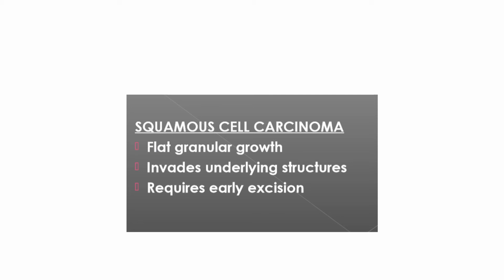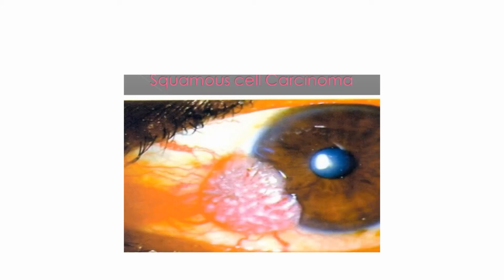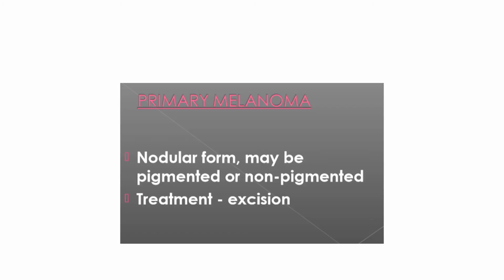Squamous cell carcinoma. It is a flat granular growth, invades the underlying structures and requires early excision. This picture showing here is a squamous cell carcinoma at the limbus. It is a malignant tumor and it needs early identification and excision. Primary melanoma. Nodular form, it may be pigmented or non-pigmented. Treatment is excision. This is again a neoplastic condition, malignant.